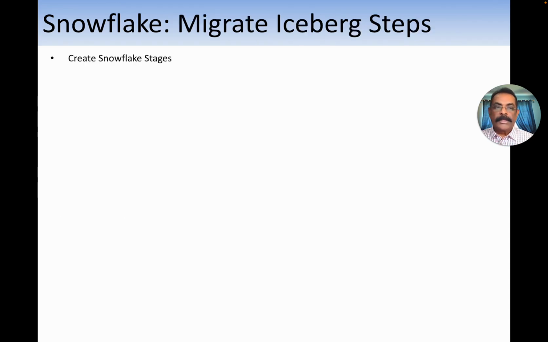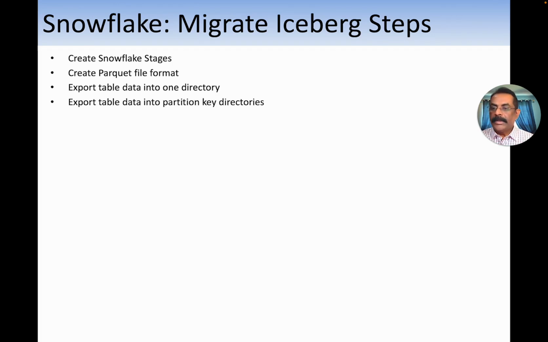Okay, so let's walk through the steps. First, we need to create Snowflake stages, right? Then create a Parquet file format. These are best practices, because you can reuse these same formats. And then the stage: you have a base stage, or maybe a separate stage for every table, whichever way you like it. And then export the table into one directory, and then export data into partition key directories, as I said, based on your design. But I suggest doing some testing.